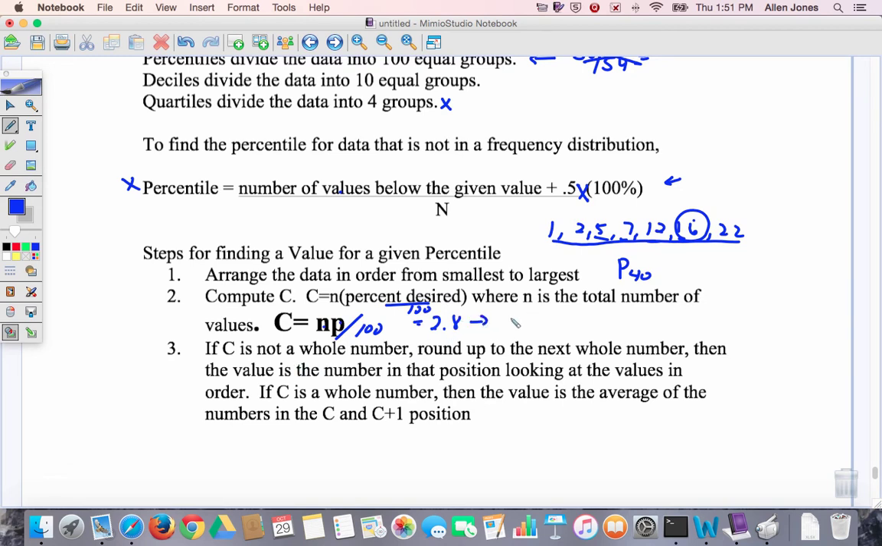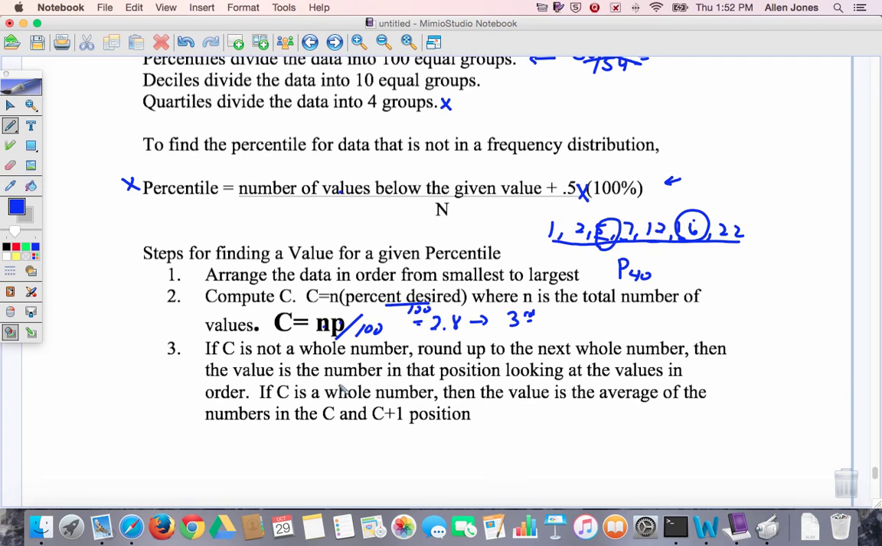If C is not a whole number, 2.8 is not a whole number, we would round that up to 3, and then our 40th percentile is the number in that position, so the third position, which would be 5. If C had been a whole number, so this had been a whole number of 3, we'd go to the number in the third and the fourth position, add those two together, and divide by 2. So it's two different routes to go.